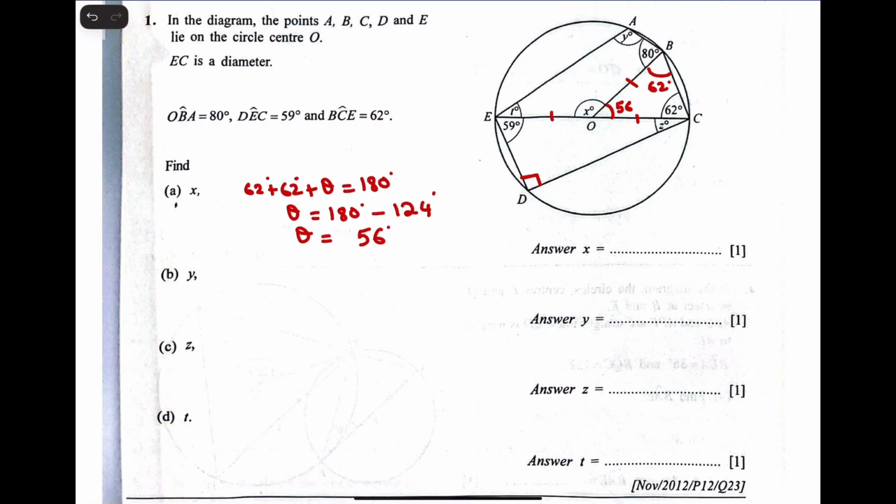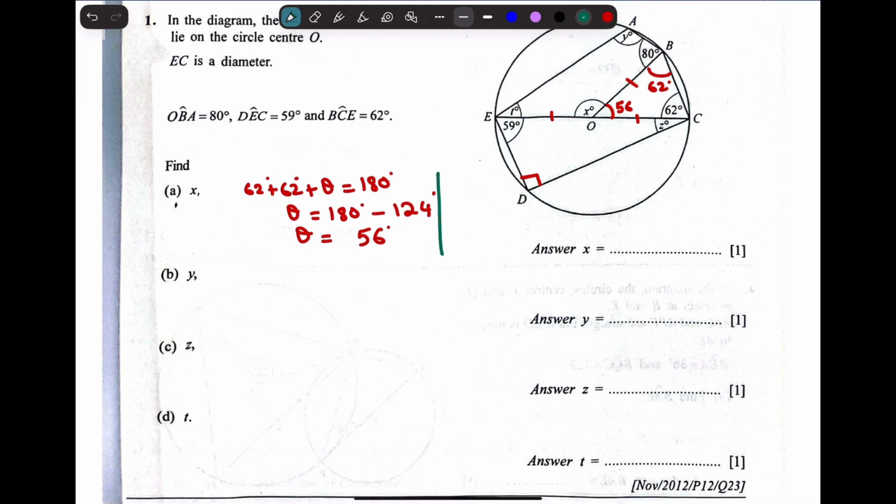Let's mark this 56 on the diagram. Now, as you can see, 56 plus x lie on a straight line. So the sum of x and 56 should be 180 degrees, right? Let's use a different color. So x plus 56 equals 180 degrees, so x equals 180 minus 56, which gives x as 124 degrees.